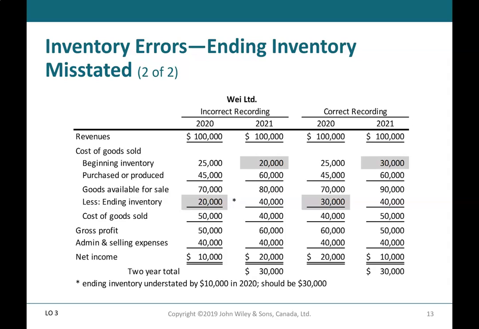Inventory errors, ending inventory misstated, 2 of 2. So between 2020 and 2021, we have the incorrect recording, and then we have the correct recording. So what you'll end up seeing is that the 2-year total will be the same, but the ending inventory is understated by $10,000 in 2020, and it should be $30,000.